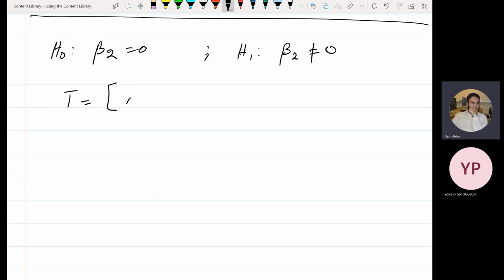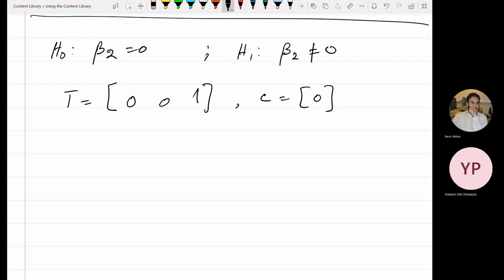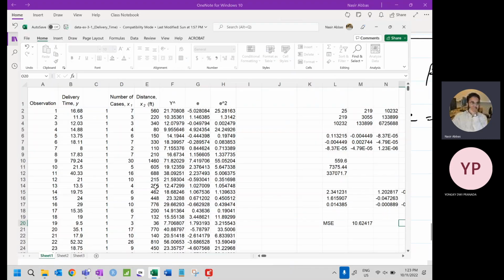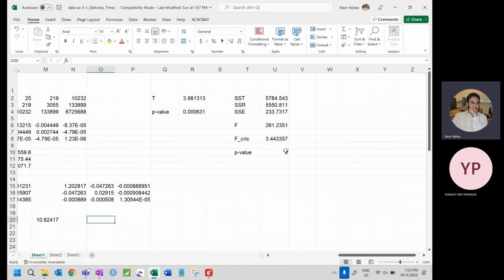T will be 0, 0, 1, and C will be 0, correct? Let us do this one because I have the p-value for this one from the t-test. I have the p-value for this one from the partial f-test, and we matched those two and they were equal. And you will see this one will also, if things go correct, be equal to the one we found there. So I'm expecting the p-value to be 0.000631.